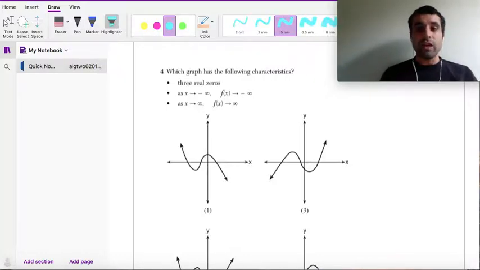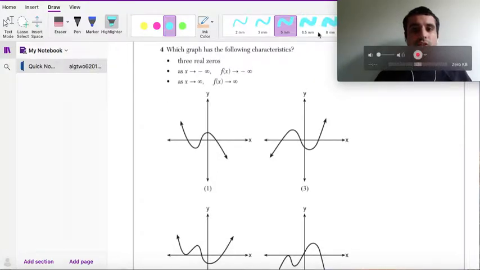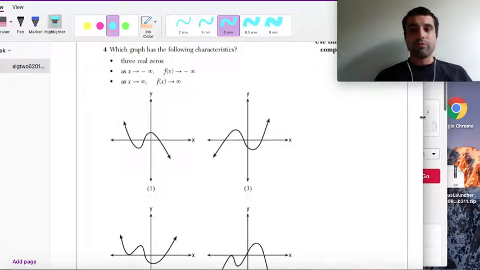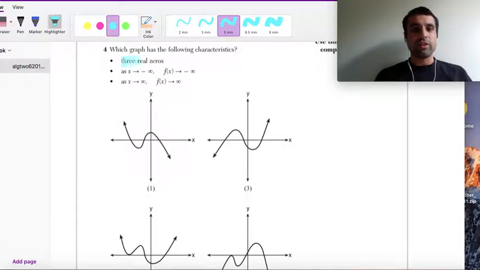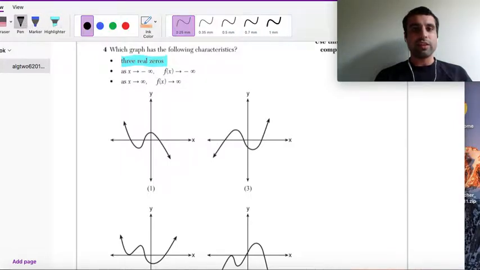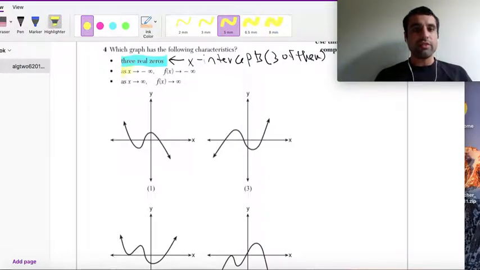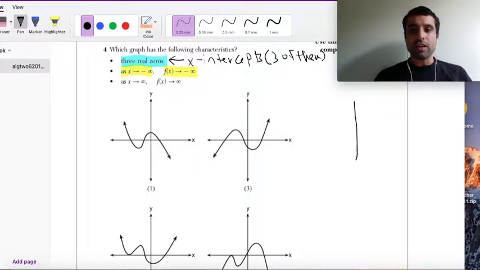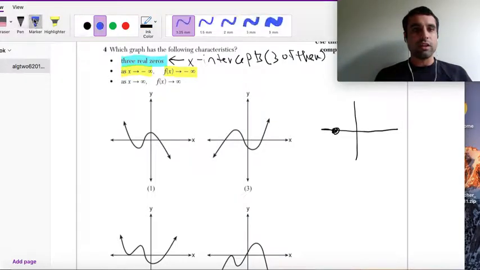So it said, which graph has the following characteristics? So which of the 4 graphs provided satisfies all three criteria? We start off with, it has to have 3 real zeros. That's the same as saying it has to have 3 x-intercepts. So I'm going to label that in blue. It has to have 3 of them. The next one is saying that as x approaches negative infinity, y also approaches negative infinity, because that's what f of x is. What that means is that I have to have a graph. First of all, there should be 3 x-intercepts.